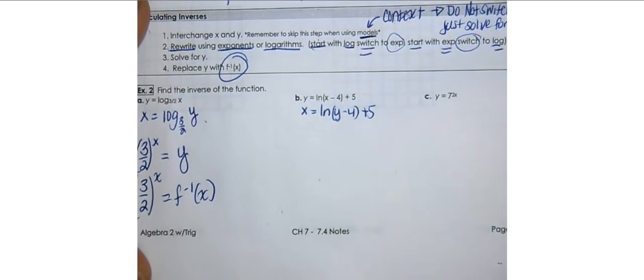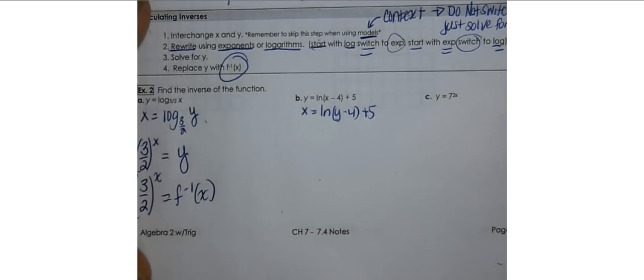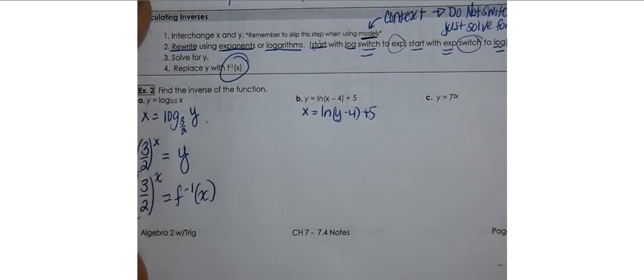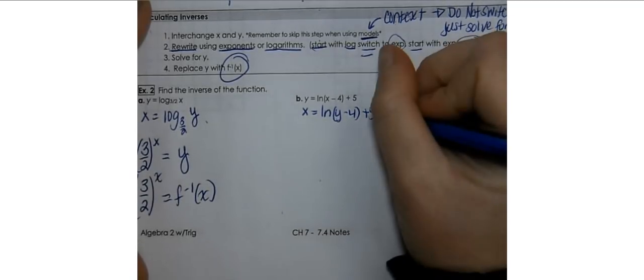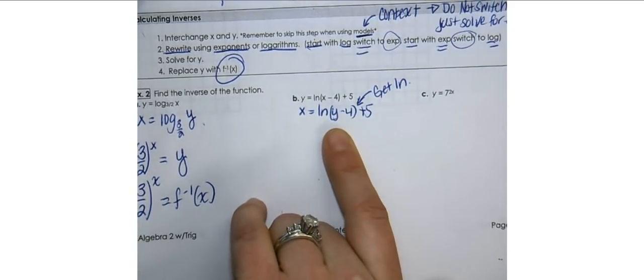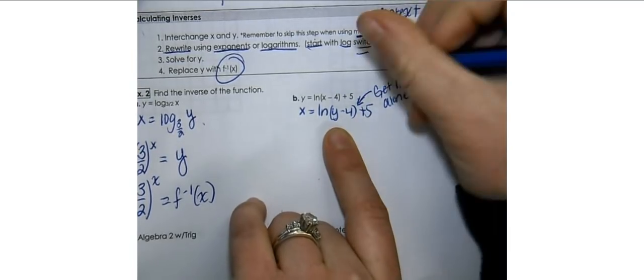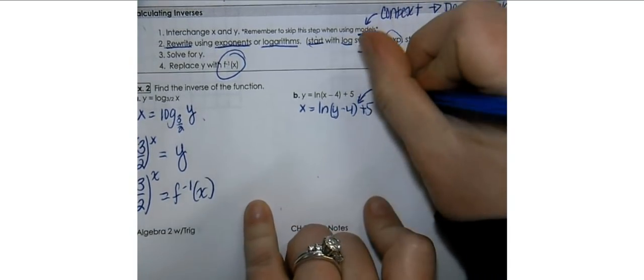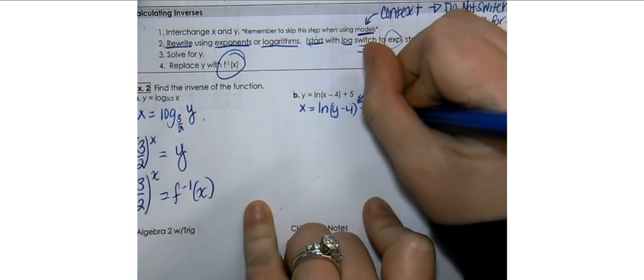And so now I'm going to solve for y. Before I do that, I actually have to get the logarithm alone first. We're going to get the logarithm, or the natural log, alone first so that we can rewrite it using exponential form. So I'm going to get the natural log alone first.